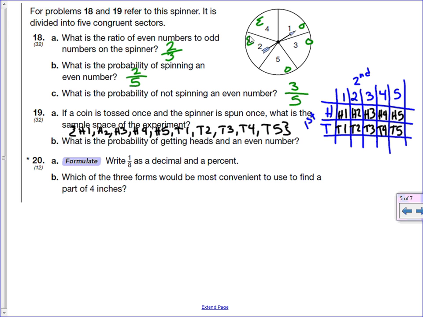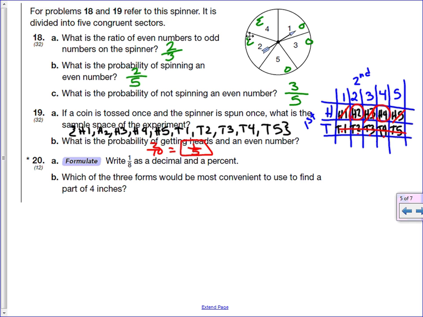What is the probability of getting heads and an even number? So if we go back through and we say, okay, I got to get heads, which would eliminate this entire row, and it has to be an even number. Well, 1 isn't even, 3 isn't even, and 5 isn't even. So there are 2 that work, and there are 10 total possibilities. So the probability is 2 out of 10, which is 1/5. Divide the top and the bottom by 2.